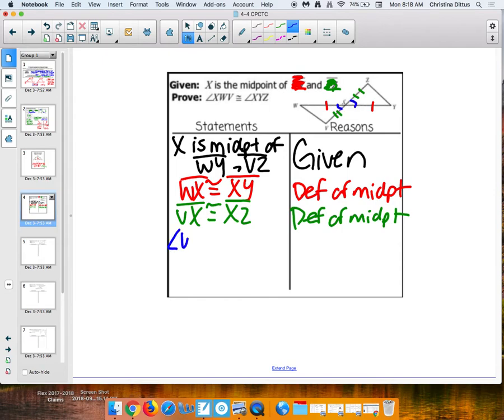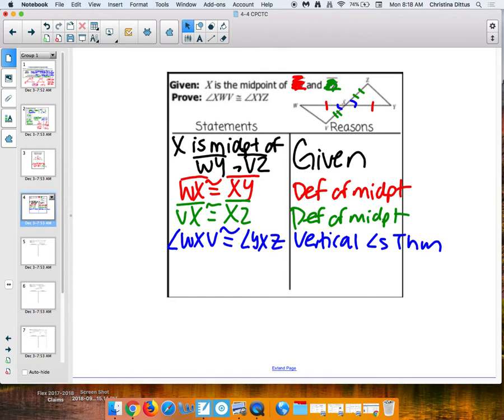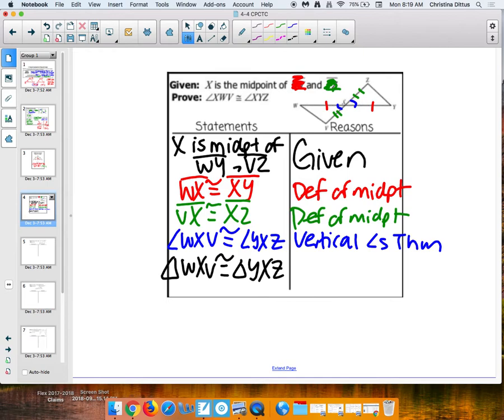So let's go angle WXV is congruent to angle YXZ, because vertical angles. Now what can I say? Now we do the triangles. My triangles are congruent. Good. So let's go triangle WXV is congruent to triangle YXZ. Because why? SAS. Am I done?